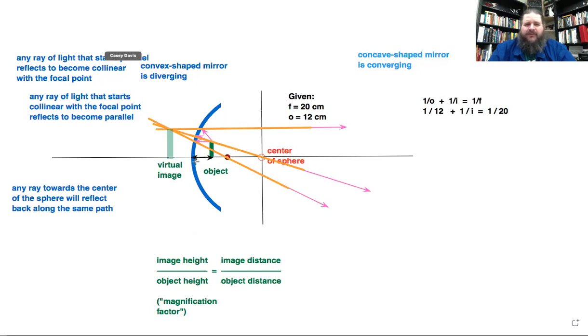Then F is the distance from the surface of the mirror to the focal point. So we're saying that's 20 centimeters. And then I would be the distance from the surface of the mirror to the image. So that would be I. Okay.